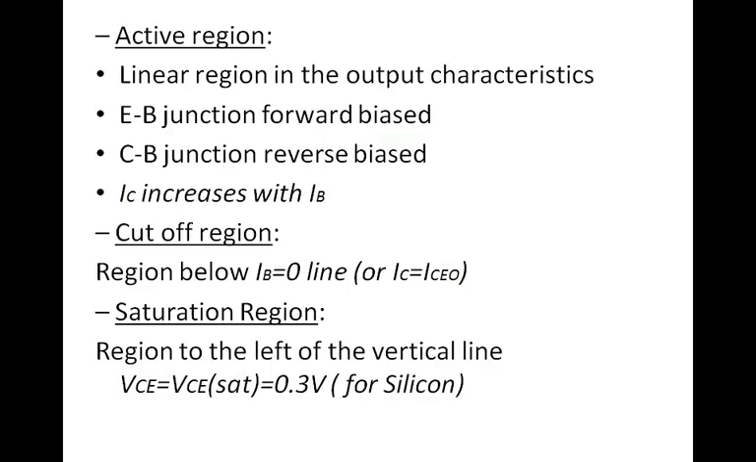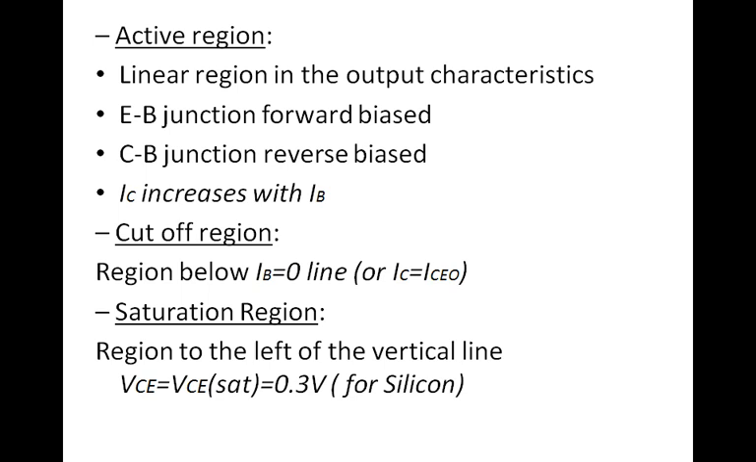So the active region, I told. One junction is forward biased, that is the emitter to base junction, and the collector to base junction is reverse biased. So IC increases with IB, since the relation between IC and IB is directly proportional, that is IC equals beta IB.